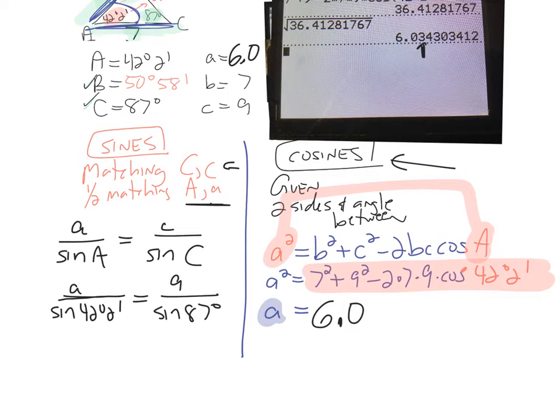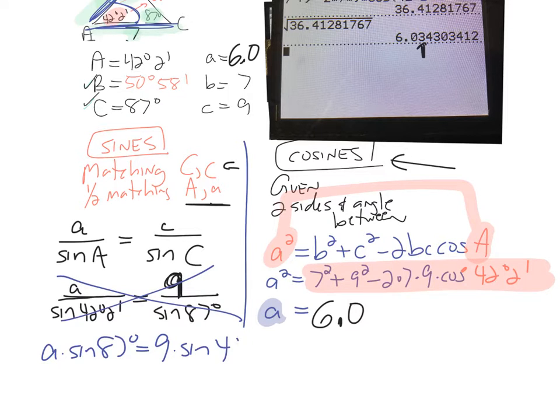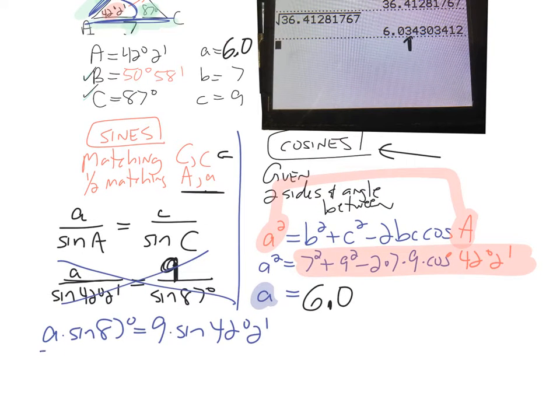And the reason why I prefer to use the law of cosines is because now that I'm solving by using the law of sines, I had to plug in the different values. And now you have to go about solving by cross multiplying. I'm going to have A times the sine of 87. That equals 9 times the sine of 42 degrees, 2 minutes. And to solve for side A, I'm going to divide both sides by the sine of 87.